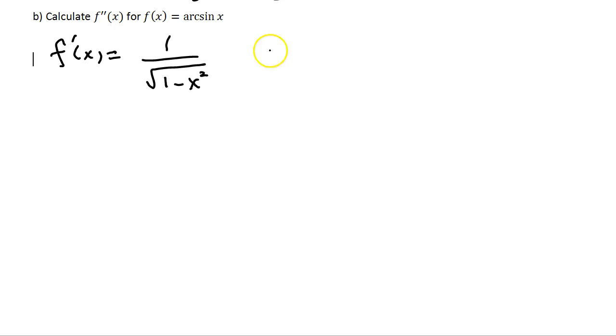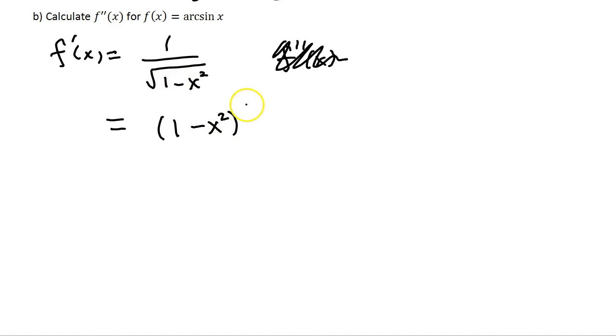And when you differentiate this again, you have two options. You can just differentiate as it is, and then you will need to use the quotient rule. But if you do many derivative questions, you will notice that a lot of times the chain rule is much better to use than the quotient rule. So let's write it like this. Square root is the 1/2 power, but because it's the reciprocal, you can put a minus. So this thing is the same as 1 minus x squared to the negative 1/2 power.